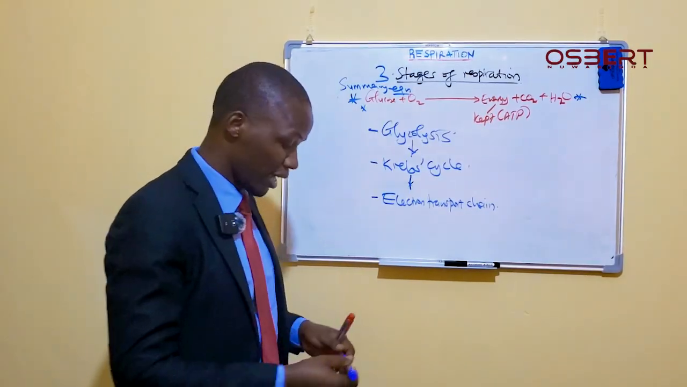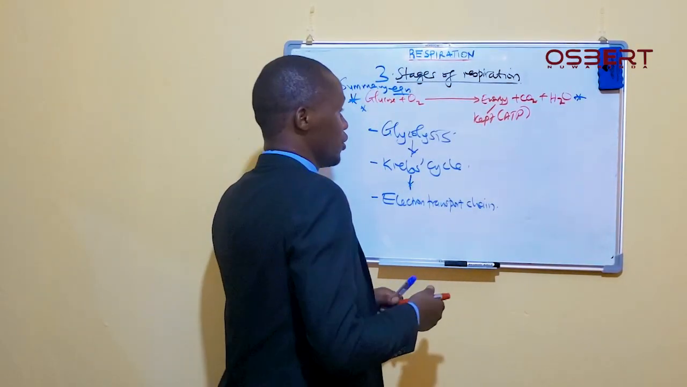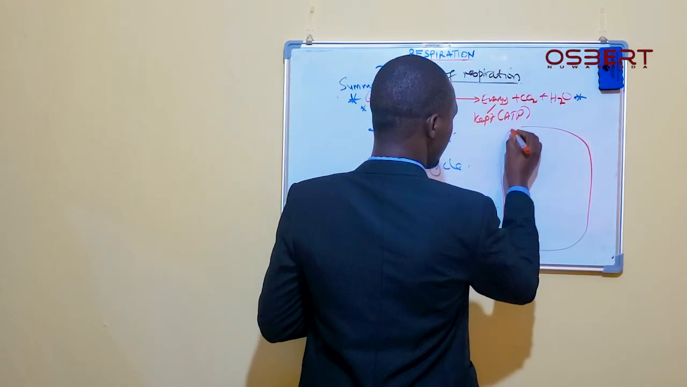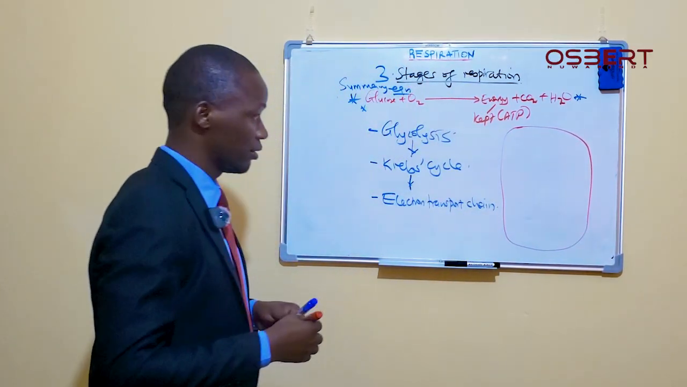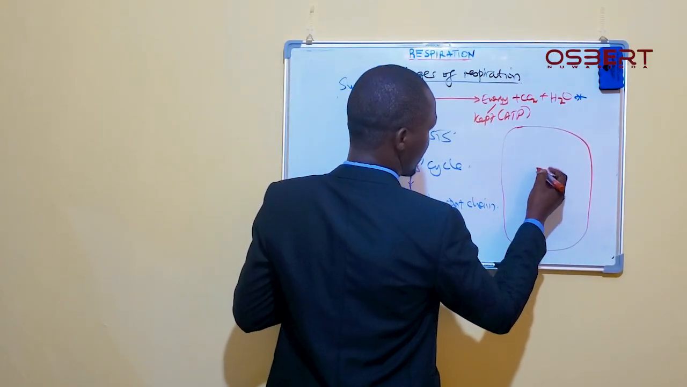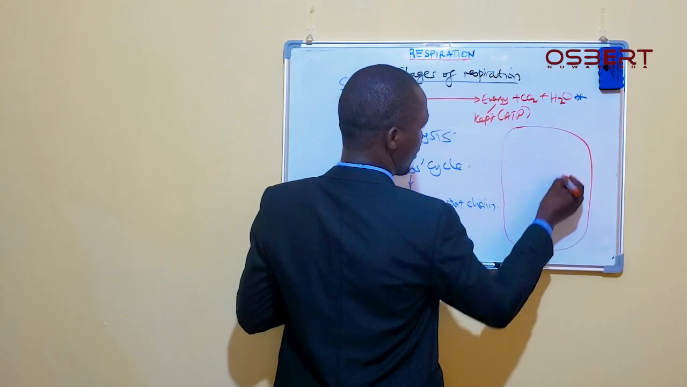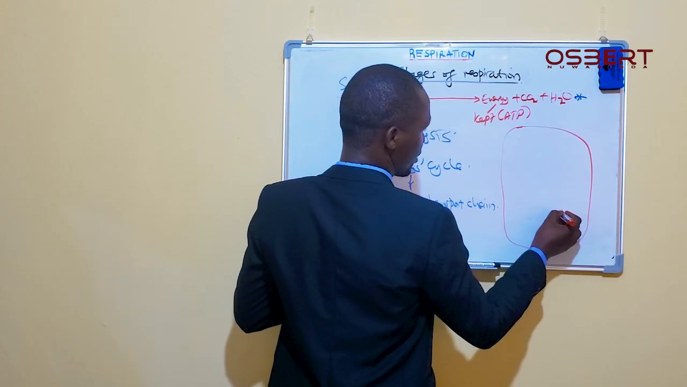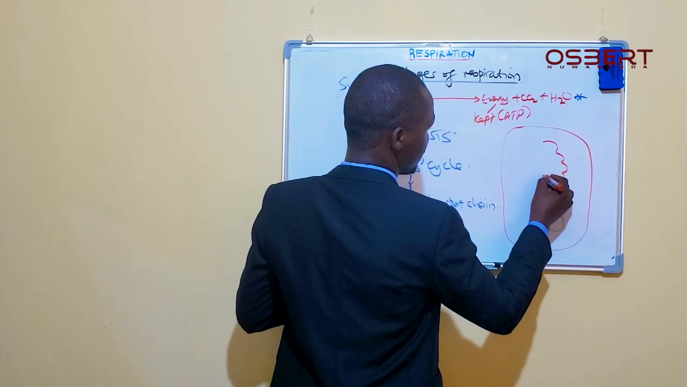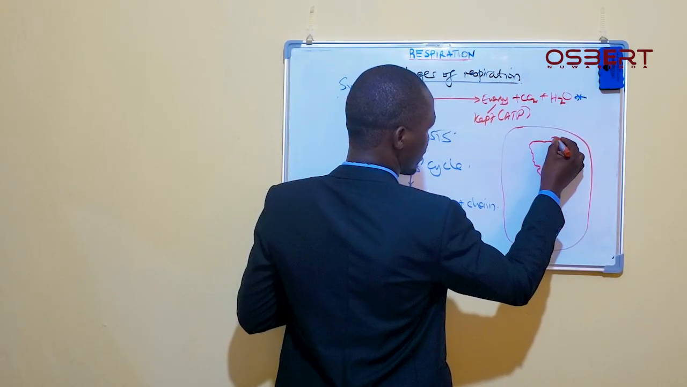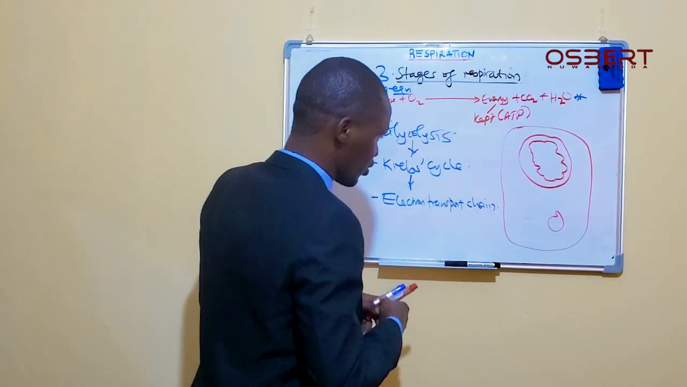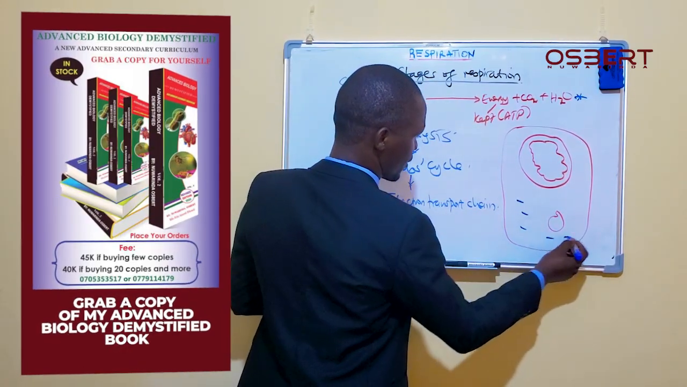Now, if I have a cell here, this is an animal cell. In this cell we have the cytoplasm, we have the mitochondria, and we have the nucleus. I'm having a mitochondrion here. I'm enlarging it because of what I want to use it for. And then, of course, we have cytoplasm here.